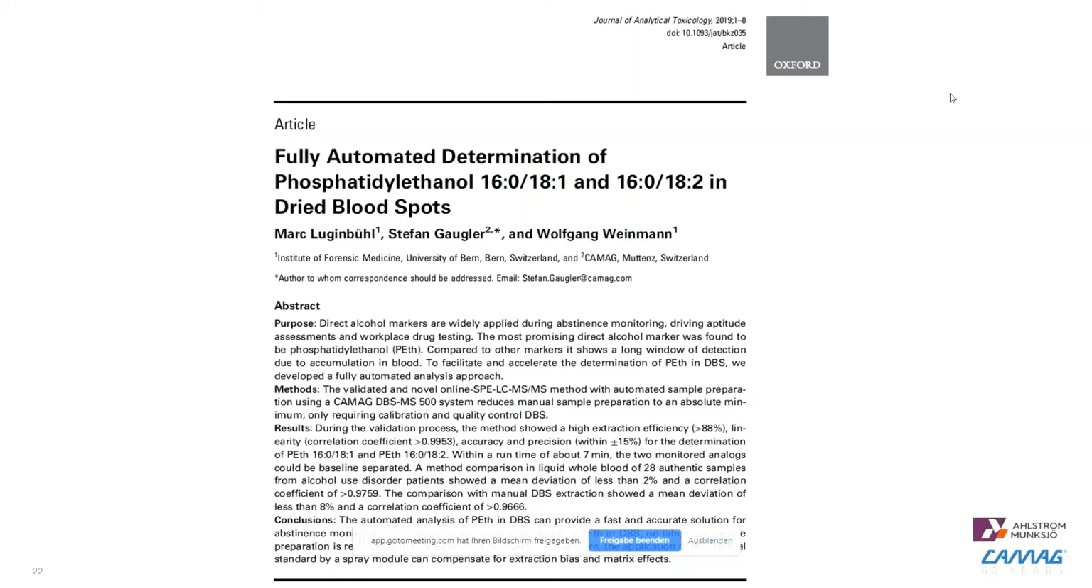This work was done in collaboration with Wolfgang Weinmann at the Institute of Forensic Medicine, where the developed method is currently in use for routine DBS PEth screening.